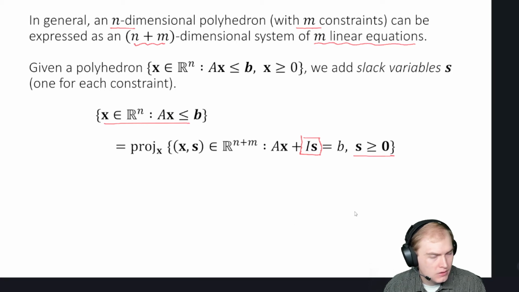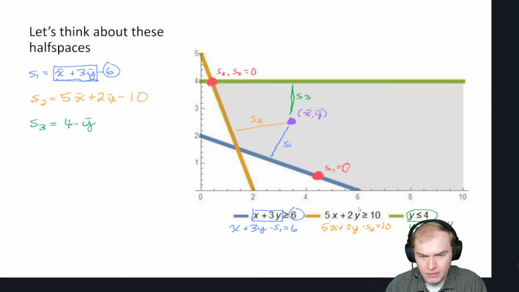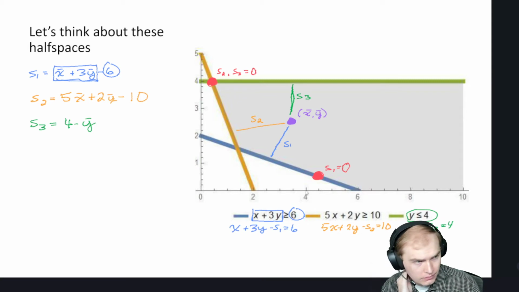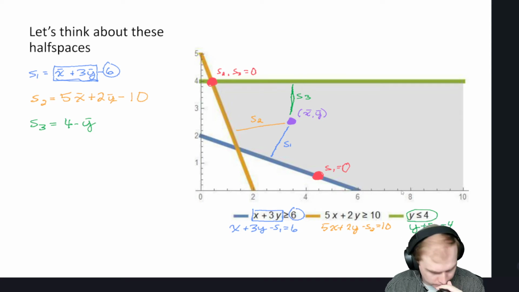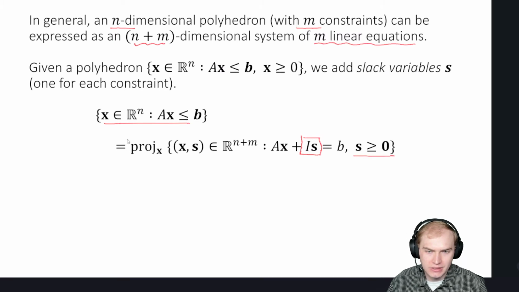Okay, so let me say just one more thing. This is an unbounded polyhedron, but it is an intersection of half spaces, so it is still a polyhedron. Like we had, and we added slack variables. It's the same thing we're doing here in a generalized sense. We're adding one slack variable to every constraint that defines that polyhedron.